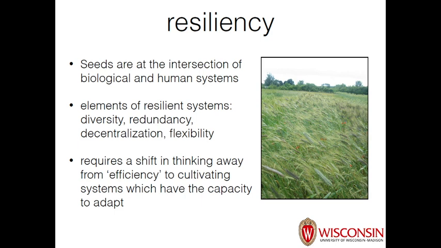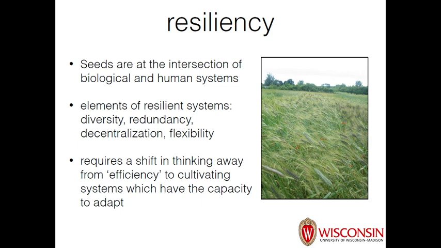So going back 12,000 years, seeds are at the intersection of our biological and human systems. The more we pay attention to the plants that we're growing, the more we observe them, the more we can select for the qualities that are beneficial to our particular environments and our particular management systems. And that's something that's been going on for as long as farming has been going on. The elements of a resilient system that we have listed here, diversity, redundancy, decentralization, and flexibility, apply just as much to your farm as they do to the seed system in general, as they do to ecosystems in general.